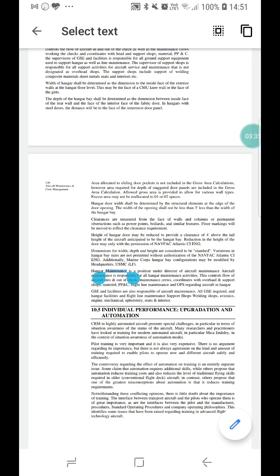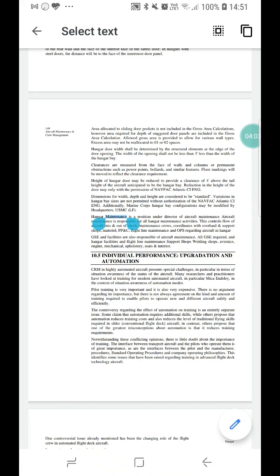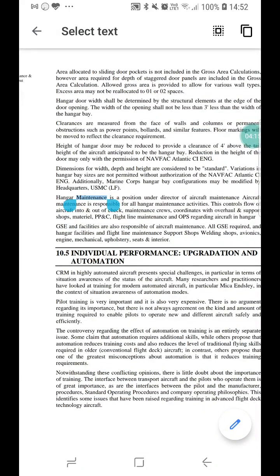Now, topic number 10.5 says individual performance, upgradation and automation. You must have heard about CRM before. It's crew resource management. CRM in a highly automated aircraft presents special challenges, because the newer the aircraft, the more technology is improving day by day. Now we're in 2020. Initially, in the 80s and 90s, the types of aircraft were quite simple. They all had conventional instruments, and flying techniques are still the same, but due to automation there is more comfort and more upgraded aircraft.